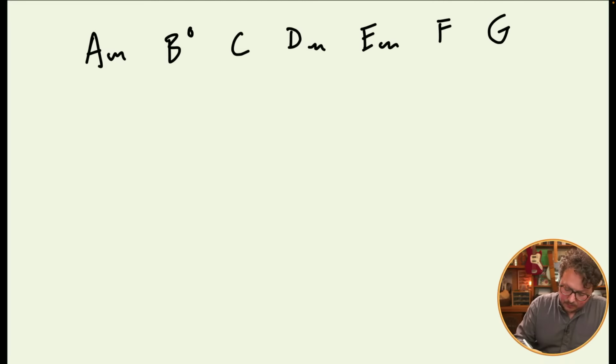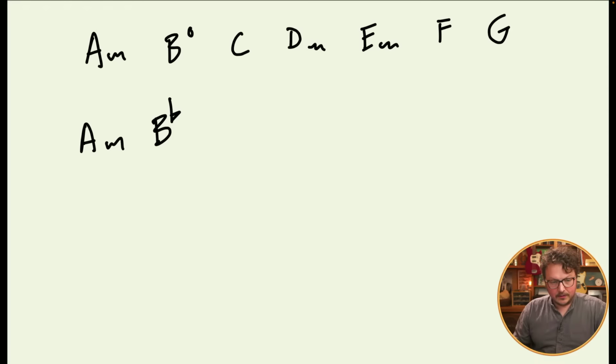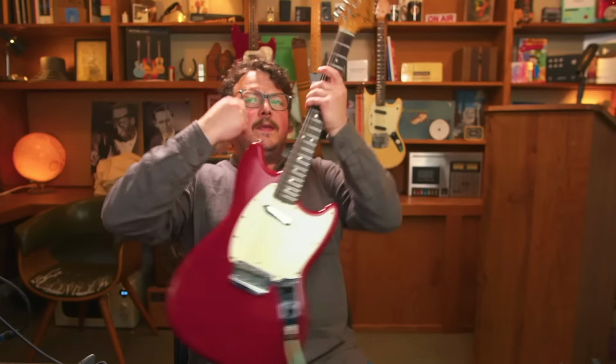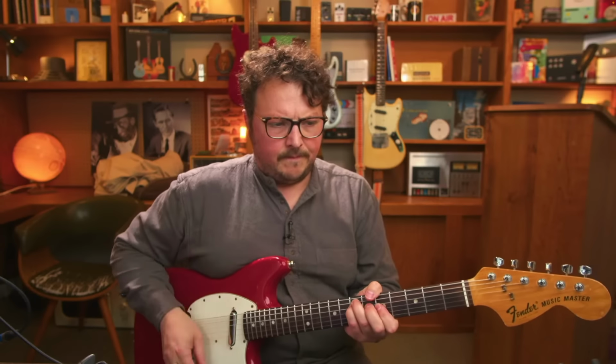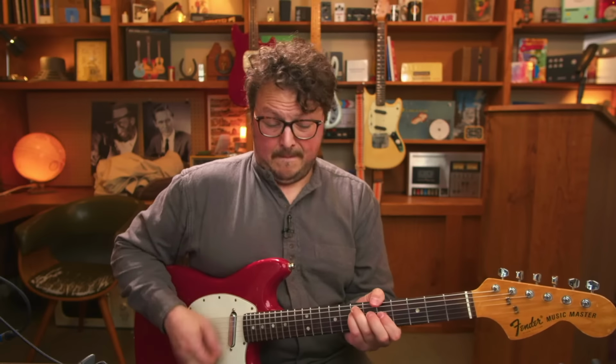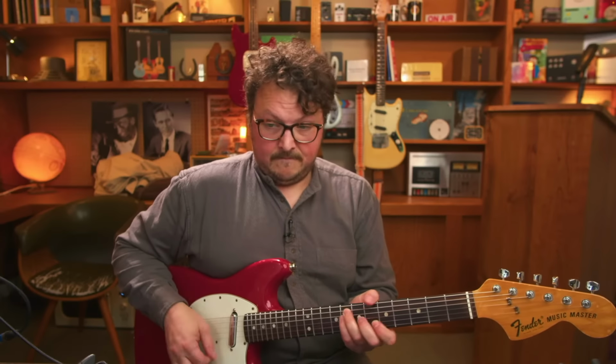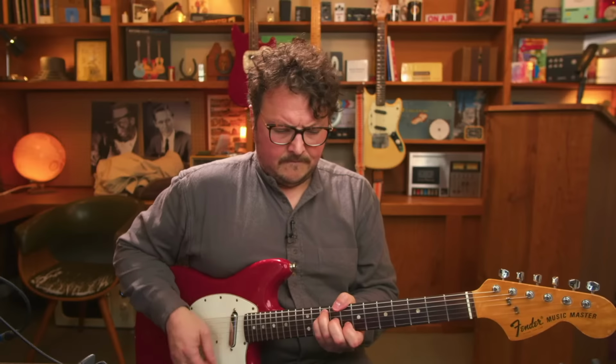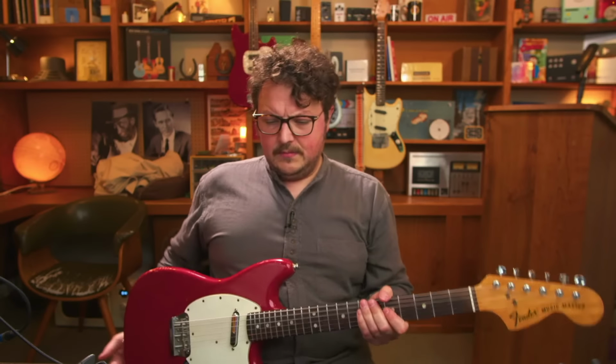Phrygian mode has this weird thing where you end up with a B flat major chord. It's basically a 2 chord that is flat. So you get this cool thing where you get chord progressions like this. And here's what I'm trying to say.